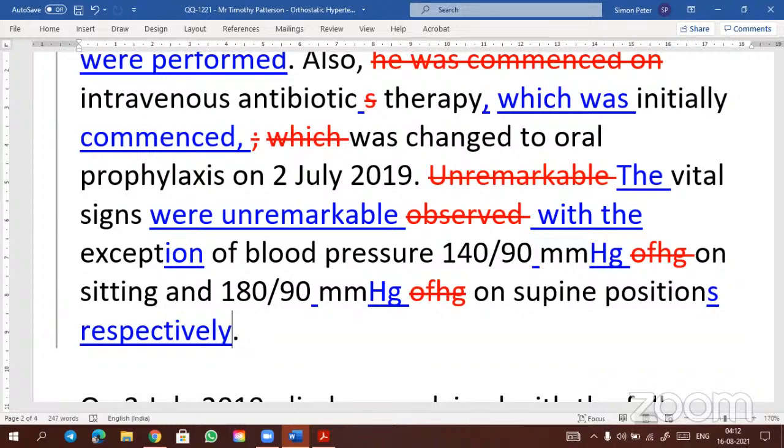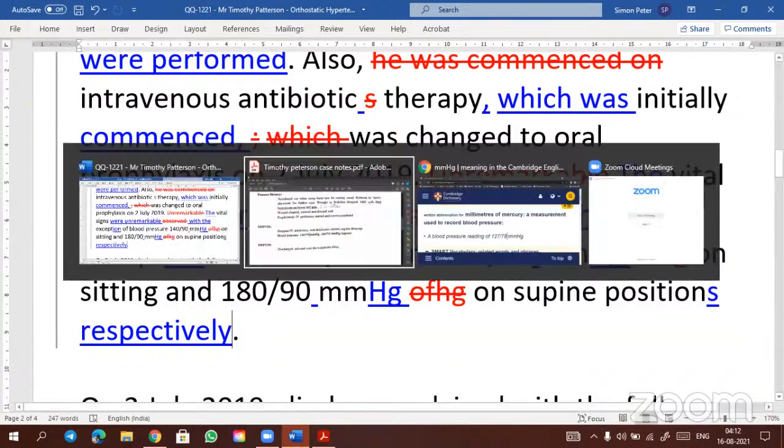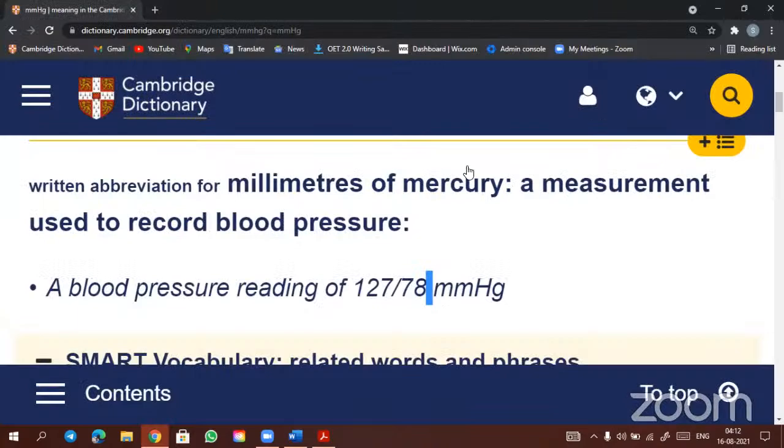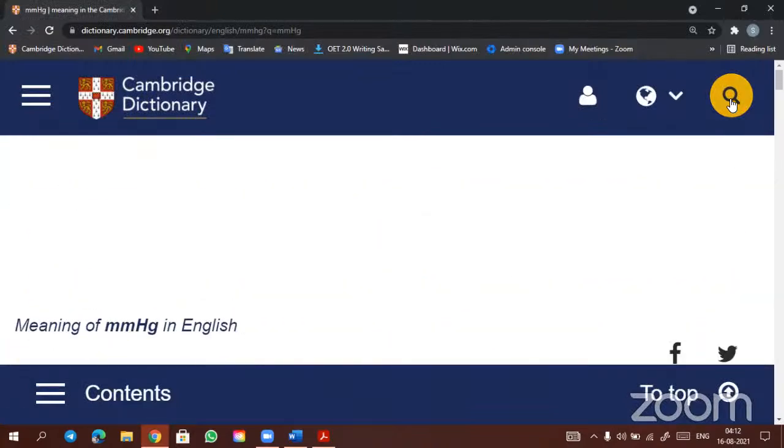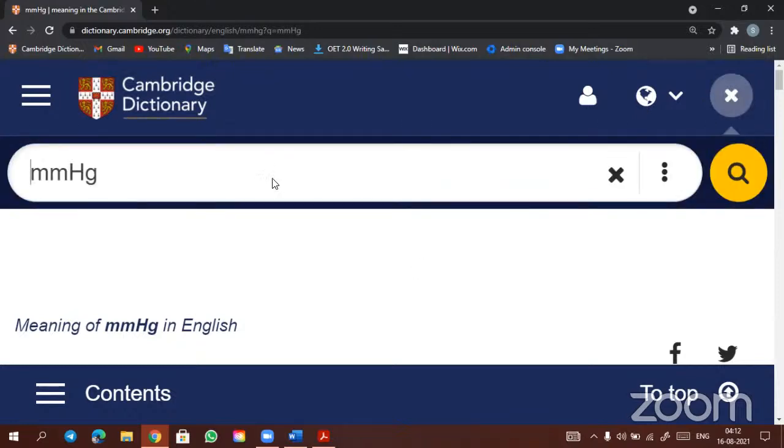In sitting or on sitting, in supine or on supine. So that is one question here. Supine position. Let us ask our dictionary only once again. So whenever you have a doubt, you can go supine.